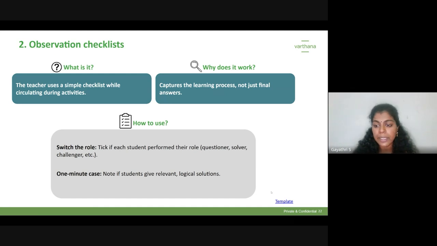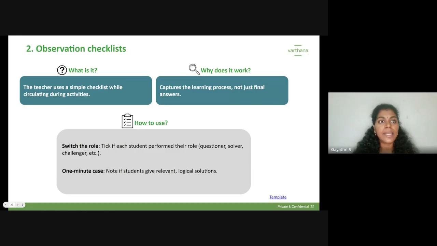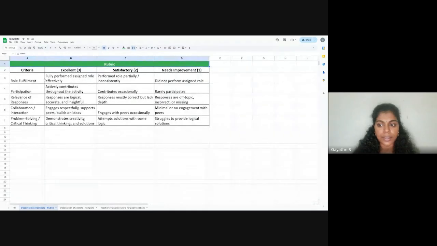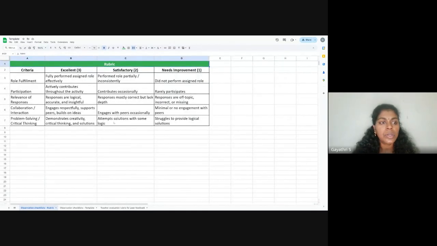I can show you a simple template which you can follow. Just give me a moment, I'll open it. So this is the template. I'll zoom it a bit. I'll share all these templates right away with you in this meeting itself. So this is an observation rubric, right? How do you mark someone as excellent? How do you mark someone as satisfactory? How do you mark someone as needs improvement?